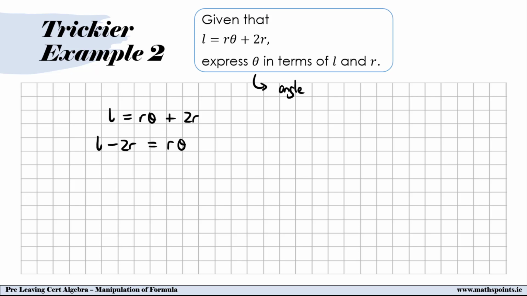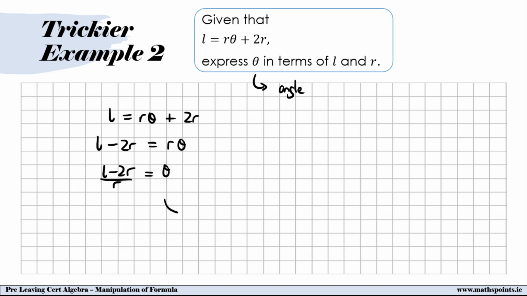So I get that L minus 2r is equal to r theta. To get the theta on its own now, I'm going to divide by the term next to the theta. R is being multiplied by theta, so I'm going to divide both sides by r. So I get L minus 2r divided by r equals, and r theta divided by r is just theta. And that's the final answer.